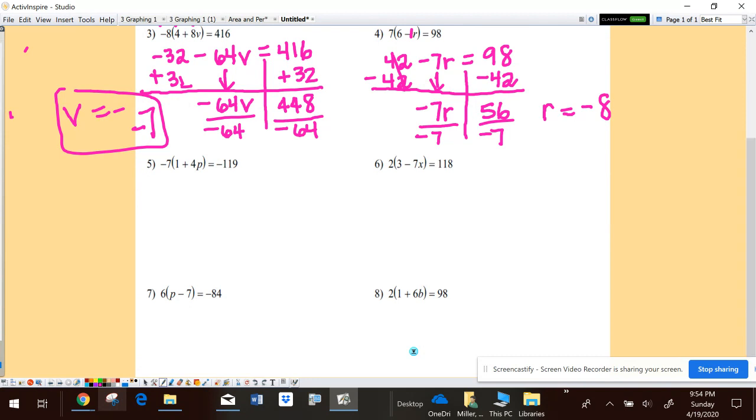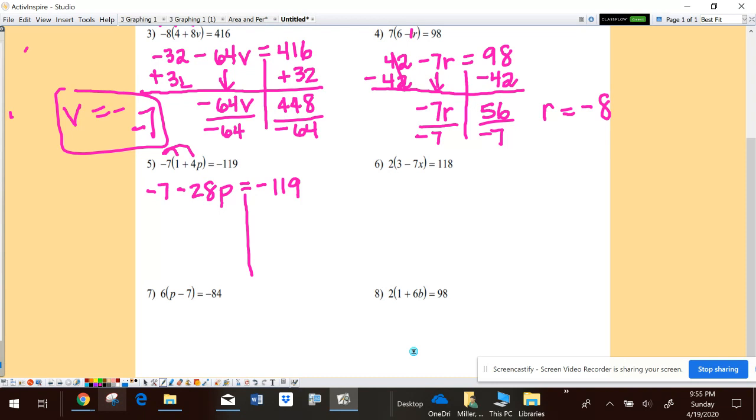All right, I'm going to get you started on these last 4, and then I'm going to see if you can solve these on your own. First thing we want to do is multiply negative 7 times 1, and we multiply negative 7 times 4, which is negative 28p equals negative 119. I'm going to give you a minute to solve the equation.